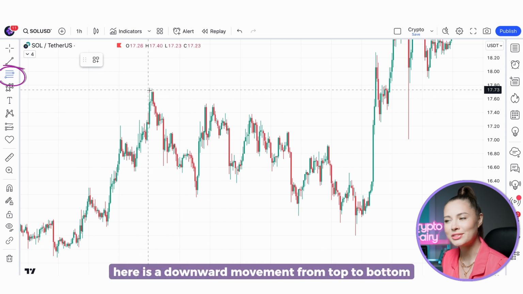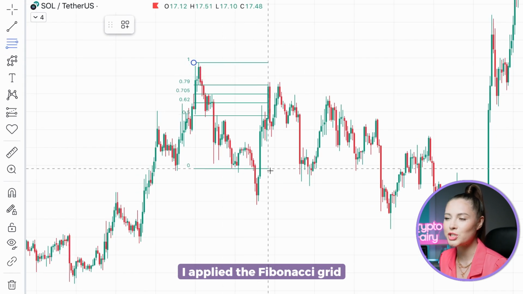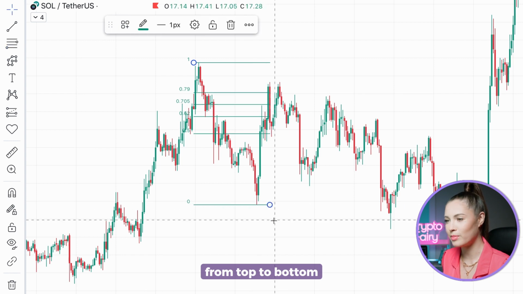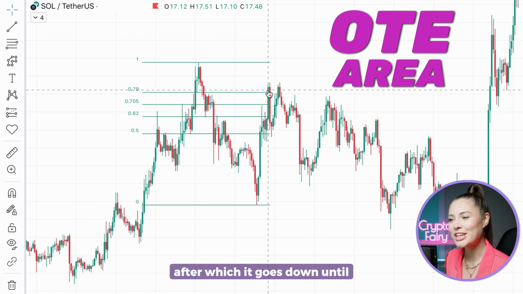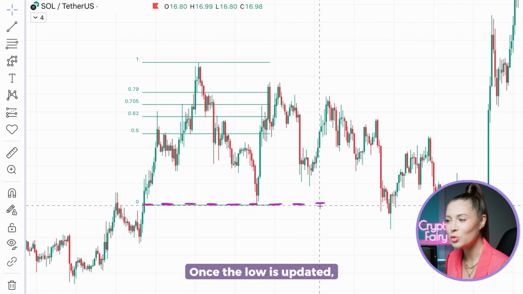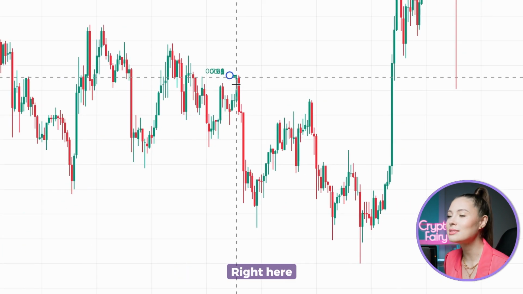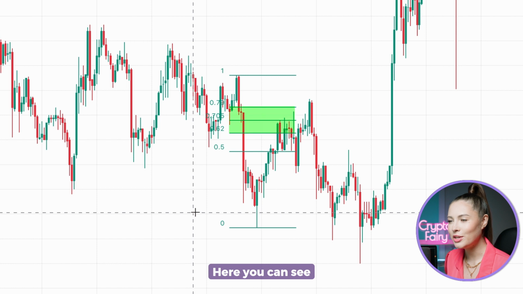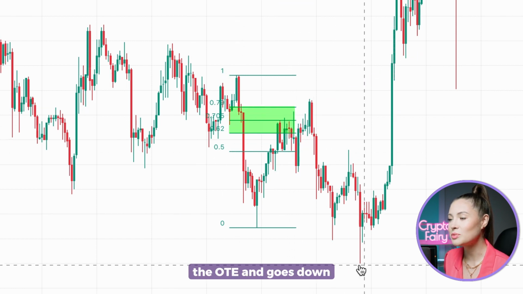That is, here is a downward movement from top to bottom. I apply the Fibonacci grid from top to bottom. The price will reach the OTE area, after which it goes down until this low is updated. Once the low is updated, we simply transfer the grid to a new structural element, right here. Here, you can see that the price also touches the OTE and goes down.